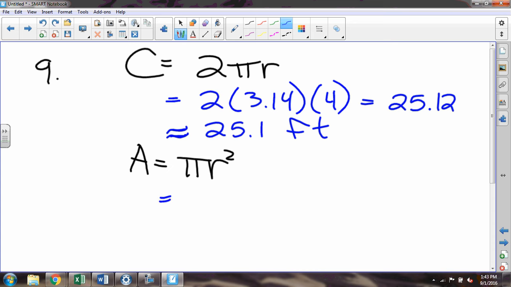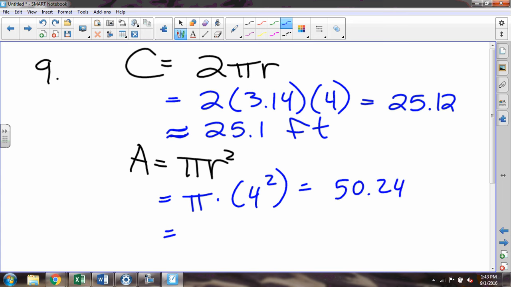For area, pi times the radius squared. Putting those together, we would have 50.24. And when we round that, we have 50.2 feet squared. Don't forget the label.